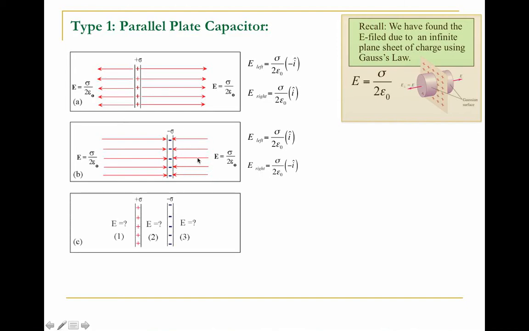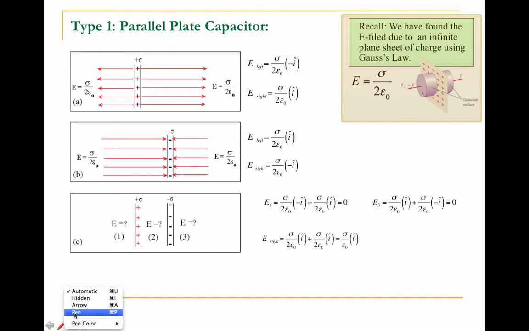So when I put my two plates together, this is my negative plate and this is my positive plate, you see that the electric field in this region and in this region are both equal to 0, because if you add this to that, it gives you 0. However, the electric field in between the plates is something different. Let me get the pen.